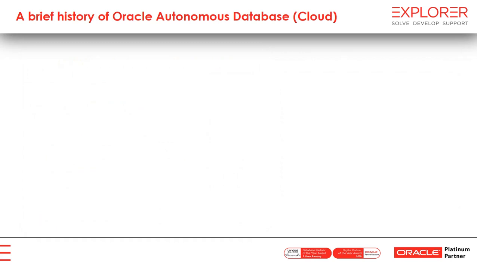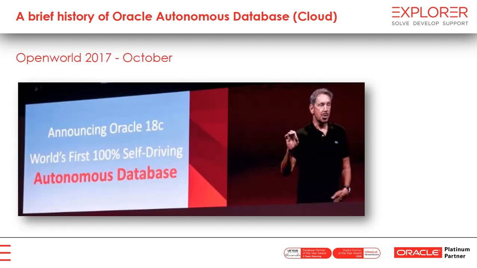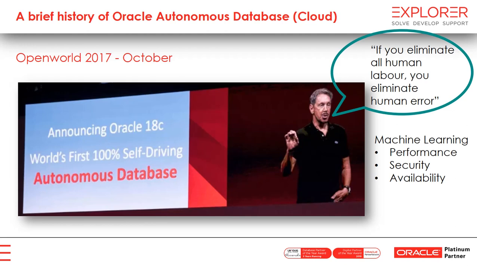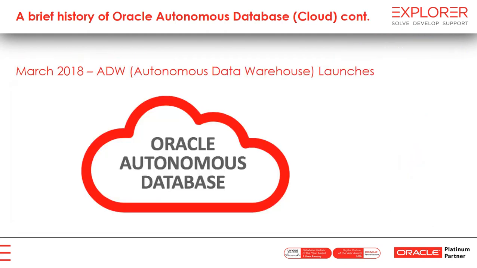Before getting into exactly what the Autonomous Database is, we'll have a quick history lesson to bring us up to date. It was first announced in October 2017 at OpenWorld by Larry, saying, "If you eliminate all human labour, you eliminate human error." A bold statement, promising machine learning to deliver industry-leading performance, security, and availability.